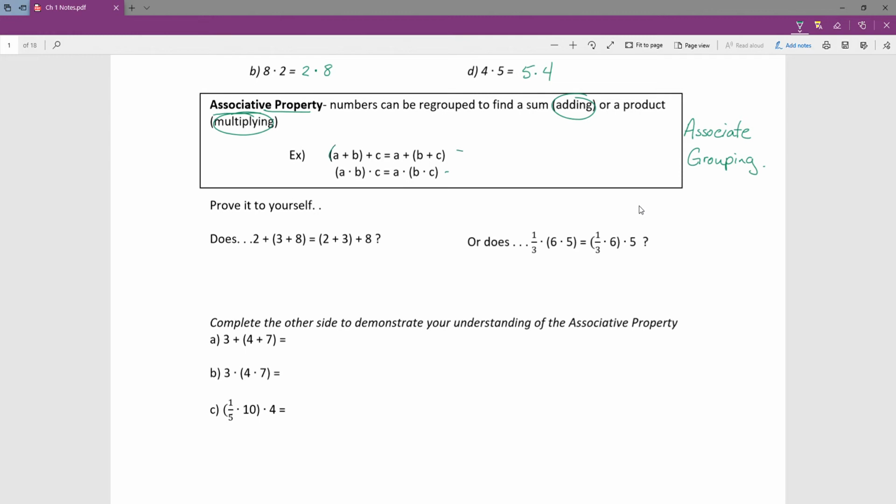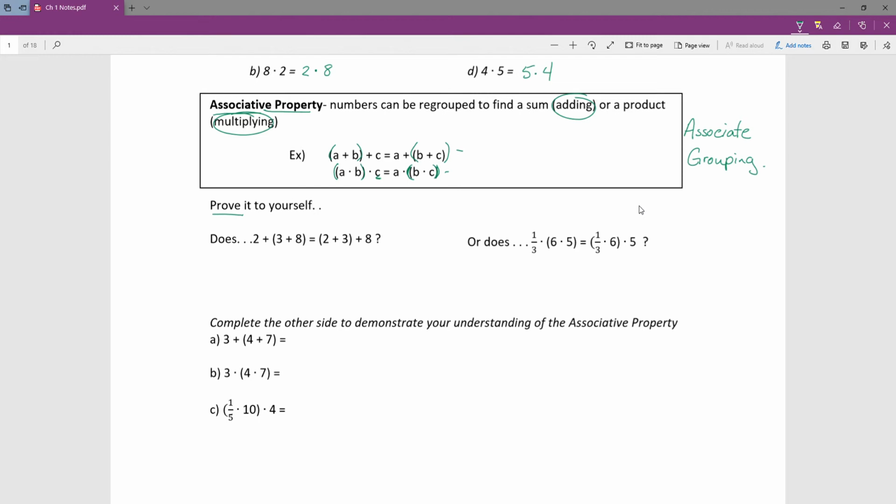It's saying it doesn't matter who hangs out with who, how these things are grouped, they're going to have the same value. And so down here, again, with the multiplication, it doesn't matter if you multiply these two and then multiply it by C, or if you multiply B and C and then multiply it by A. It doesn't matter how you group these. They have the same value. And so this one, it does say to prove it to yourself. So I am asking you to simplify this or solve it essentially.